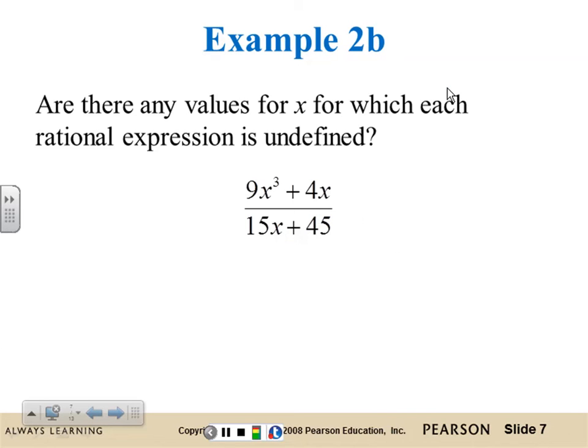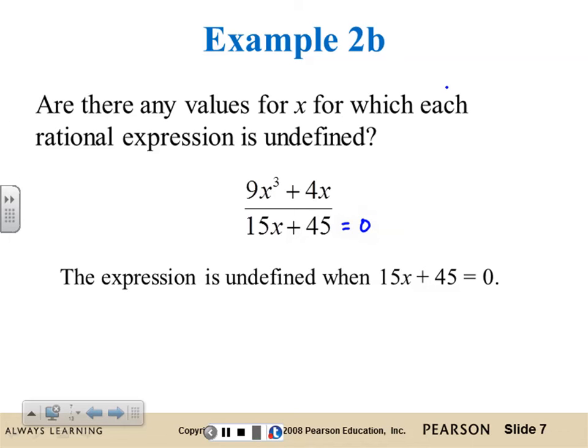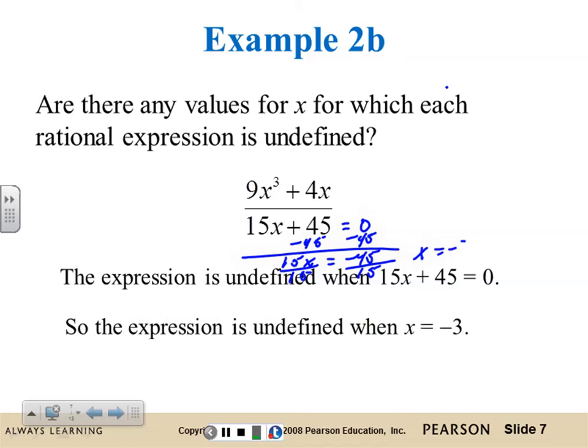Here, are there any values for x for which each rational expression is undefined? We're going to take that denominator, remember, and set it equal to 0 and see what happens. So again, when we set it equal to 0 and solve, we subtract 45, and so we have 15x is equal to -45, and then divide by 15, and you get x is equal to -3. So if x is -3, this is undefined, meaning there's no answer. You cannot do this.